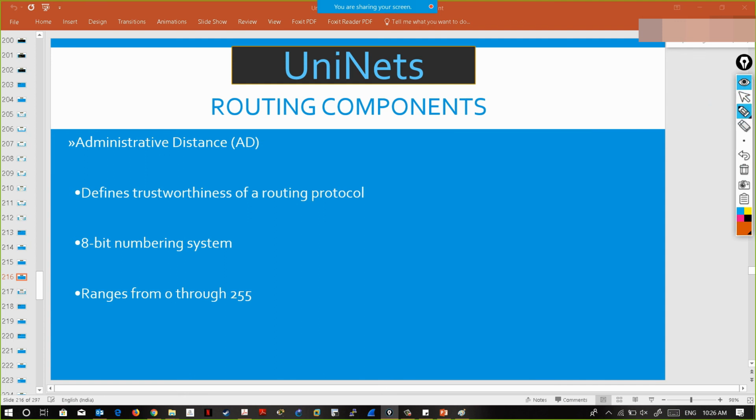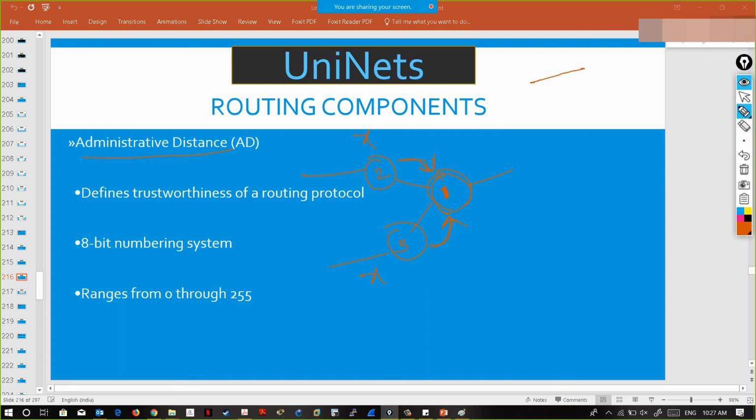Same story happens here. This is my router R1. It is receiving information from two routers. One is saying through EIGRP and one router is saying through RIP, that if you want to go to X network, you can go through me. Now my R1 has got two routes, two pieces of information, but which one it will believe more depends on its AD value.